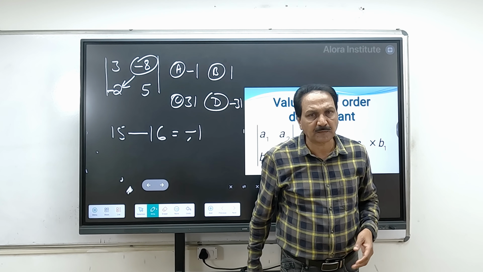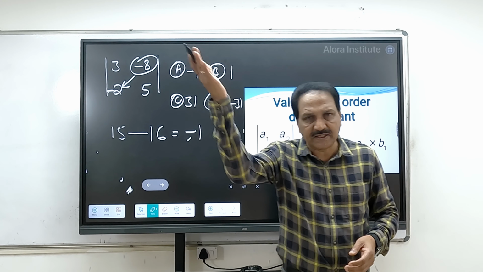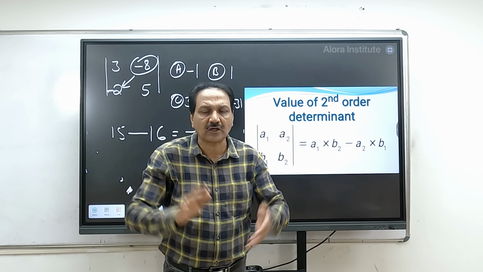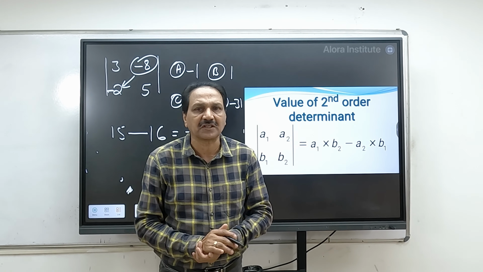So the formula for the expansion of a second order determinant: first element into its diagonally opposite minus second into its diagonally opposite. So this much we have come across in today's fundamental class.